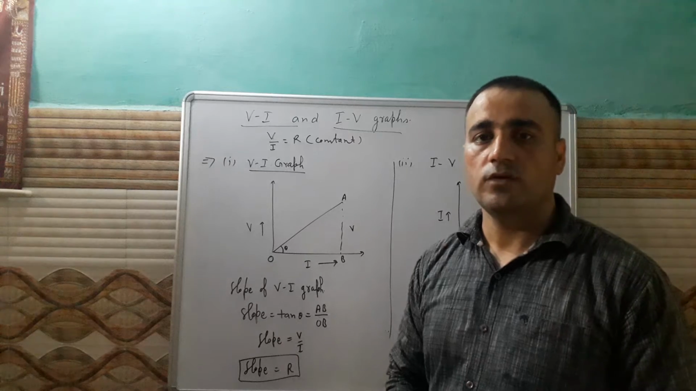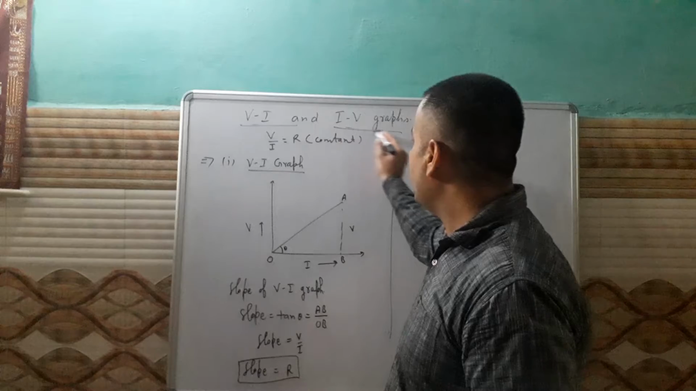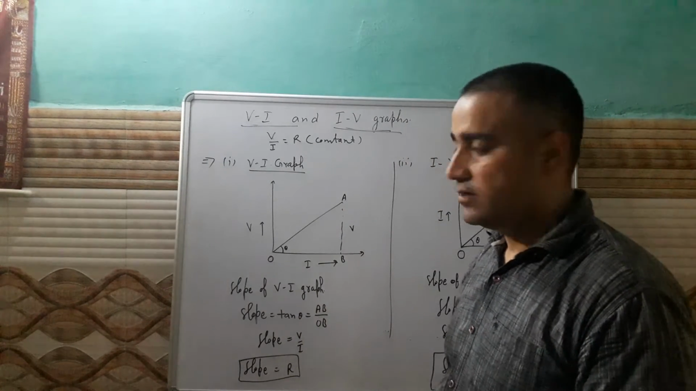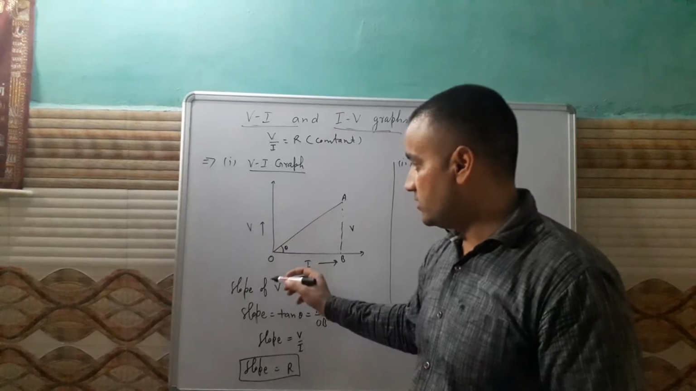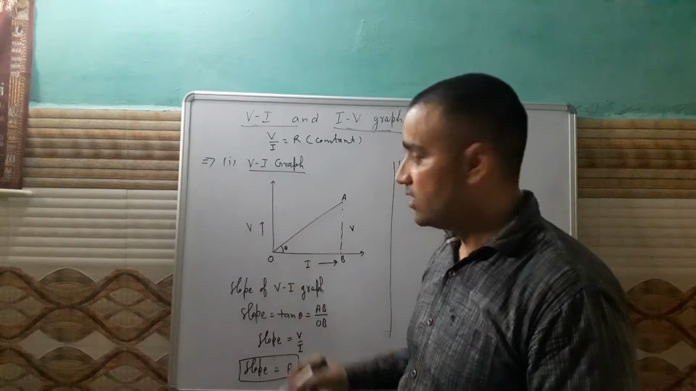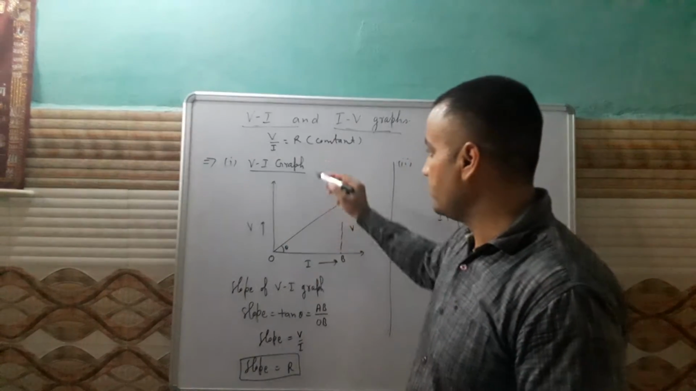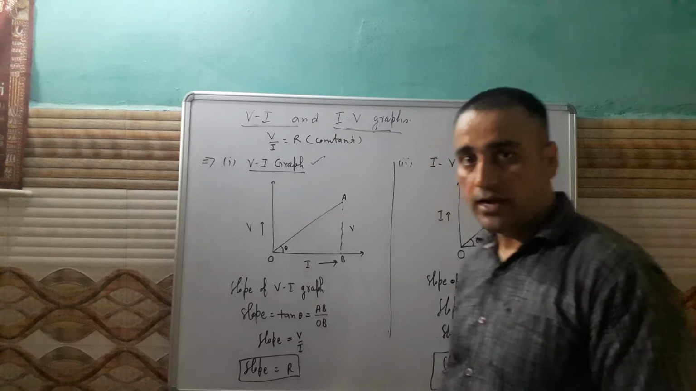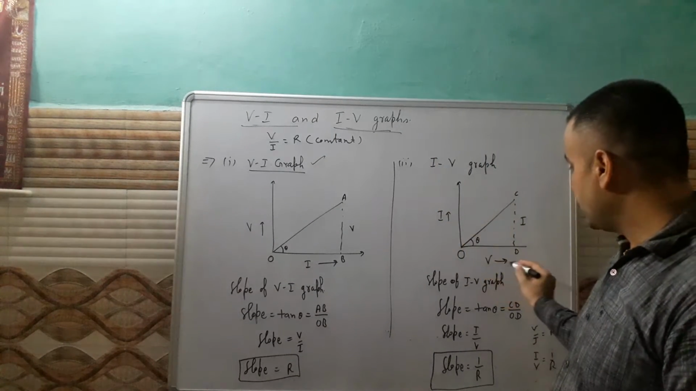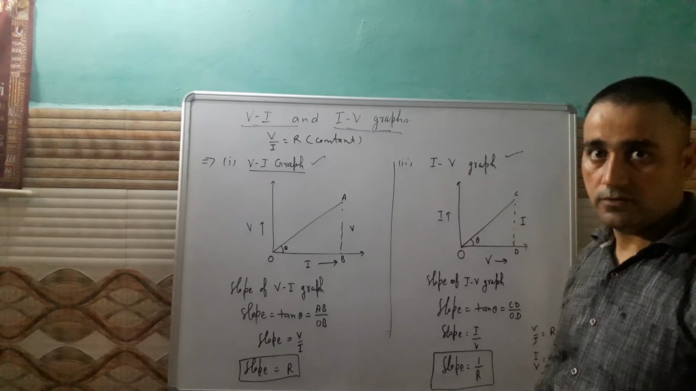Dear students, now we are going to discuss the next topic, that is the VI and IV graph. We can plot two kinds of graphs between V and I by interchanging their axes. If you are taking V, the potential difference, along the Y axis and current along the X axis, this kind of graph is known as the VI graph. And if you are taking the current along the Y axis and potential difference along the X axis, this kind of graph is known as the IV graph.